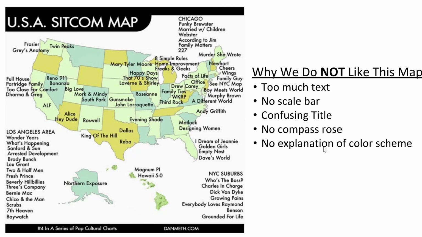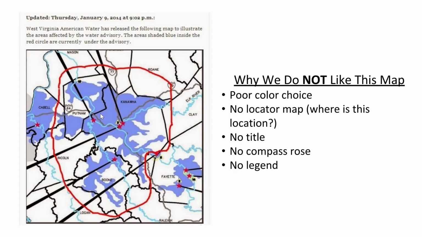I'm not sure why all of these sitcoms are just kind of scattered about the map. There's no compass rose, and there's no explanation of the color scheme. As you see, there's some states that are orange and some that are green. I'm not sure why, or what is colored what.